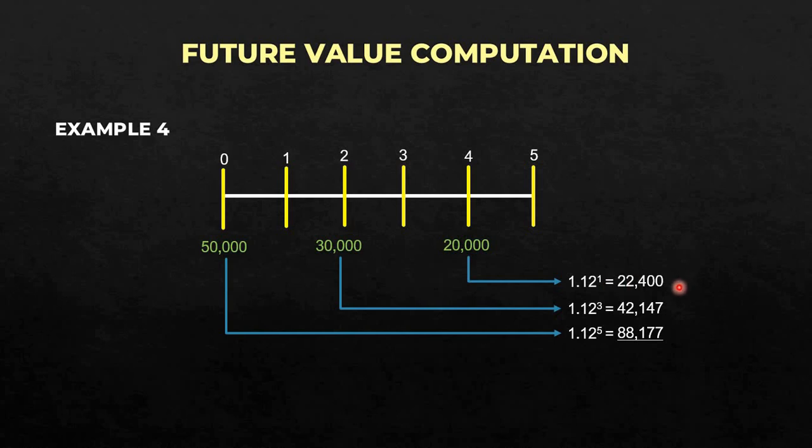Ito ang mga future value ng mga deposits nating ito. Magkano ang total future value na marireceive natin at the end of 5th year? Ang summation niyan is 152,725. And ito ang total amount na marireceive natin at the end of 5th year for example number 4.